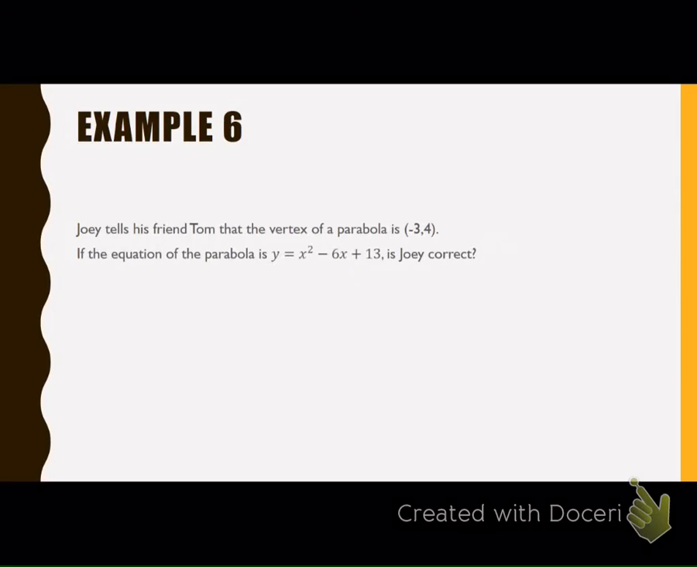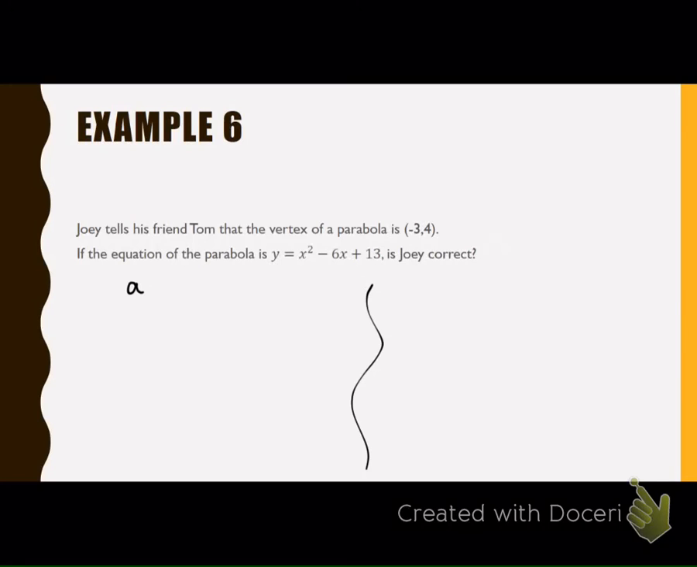So Joey tells his friend Tom that the vertex of the parabola is negative 3, 4. If the equation of the parabola is y equals x squared minus 6x plus 13, is Joey correct? Could you find that from vertex form or standard form? Doesn't matter. I'm going to show you both ways, actually.